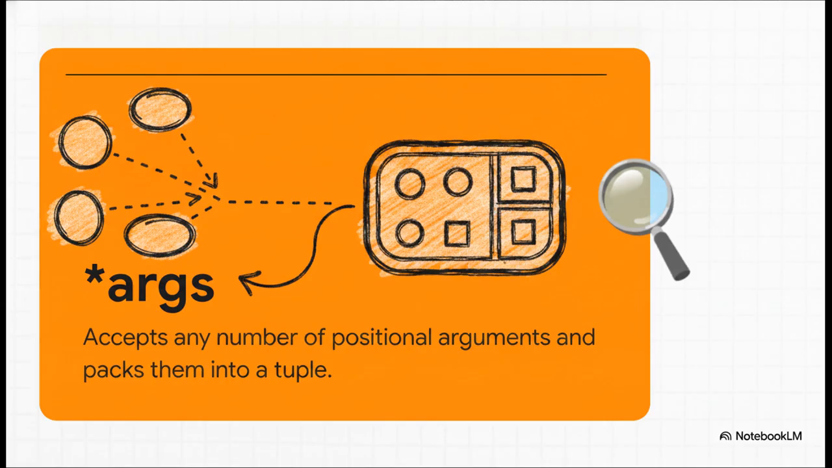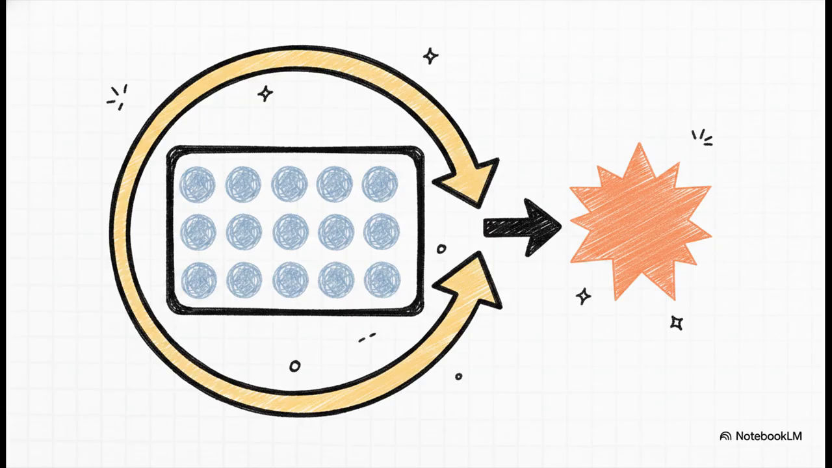And what does it actually do with them under the hood? It packs them all into a single organized tuple. If you pass 10, 20, and 30, the args variable literally becomes a tuple containing 10, 20, and 30. This brilliantly illustrates the power of that tuple in code.